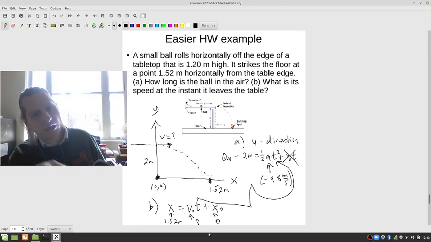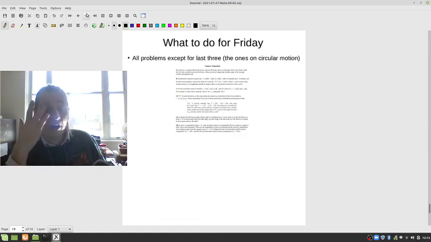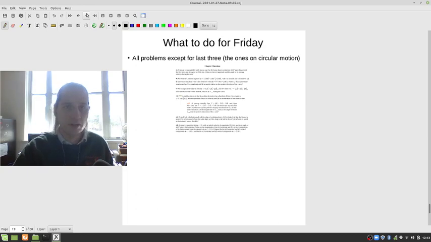So that's the only example I'm going to do today. I've already been talking for quite a while. For Friday, you should take a shot at trying to do all of the homework problems except for the last 3. The last 3 are the ones on circular motion, but try your best, see how far you get. I think you'll be able to do a lot of them, and bring a couple questions for Friday, and we can go over them then.